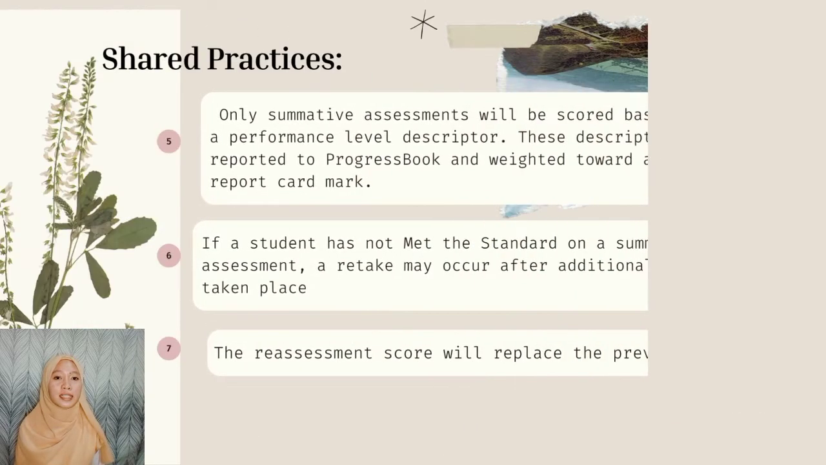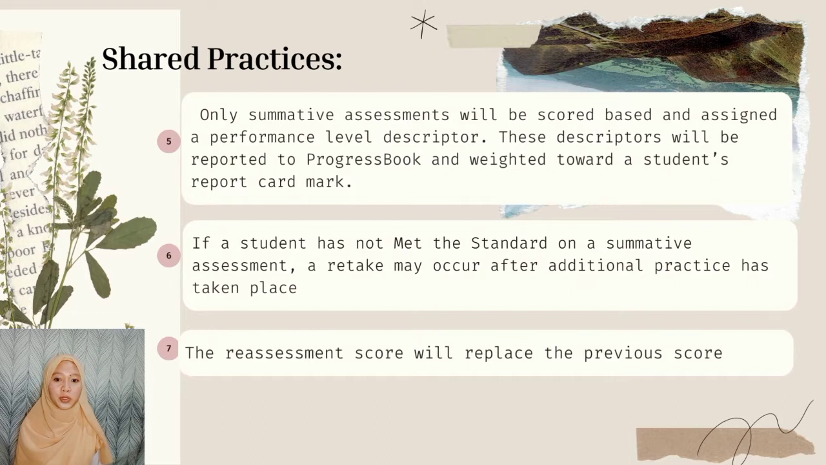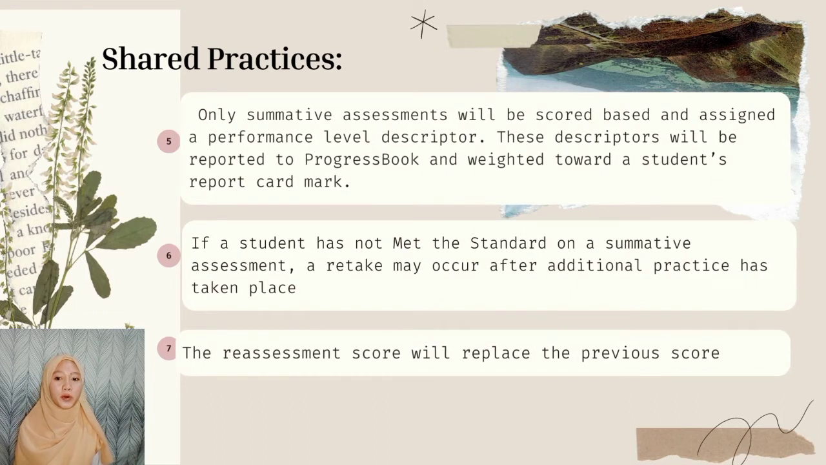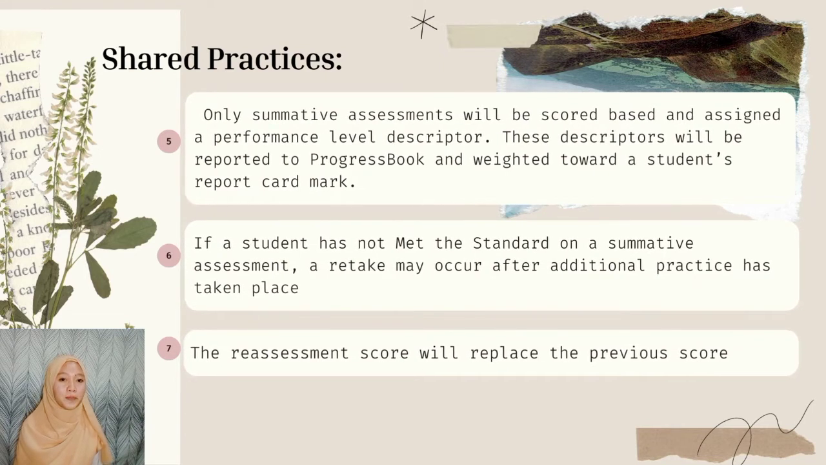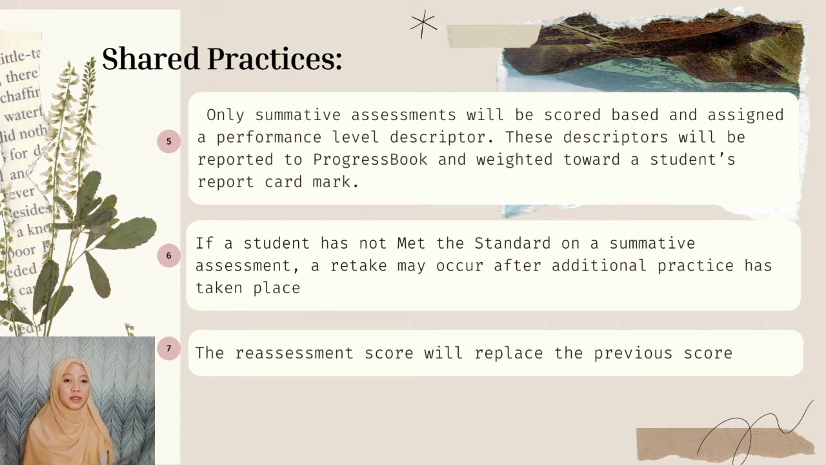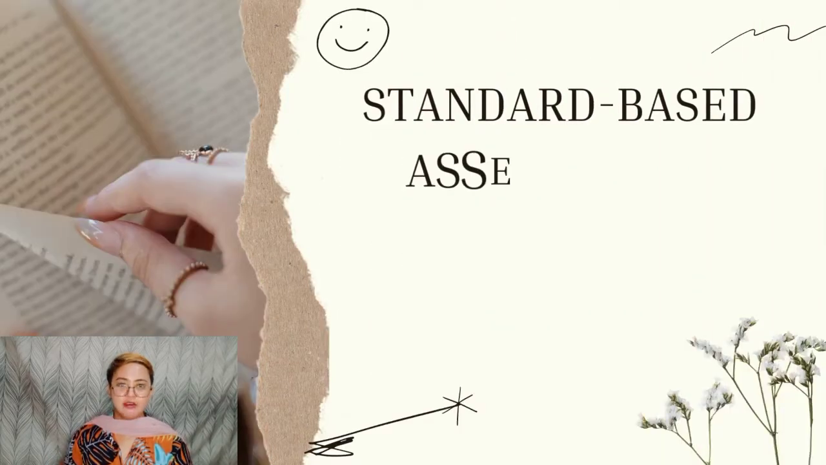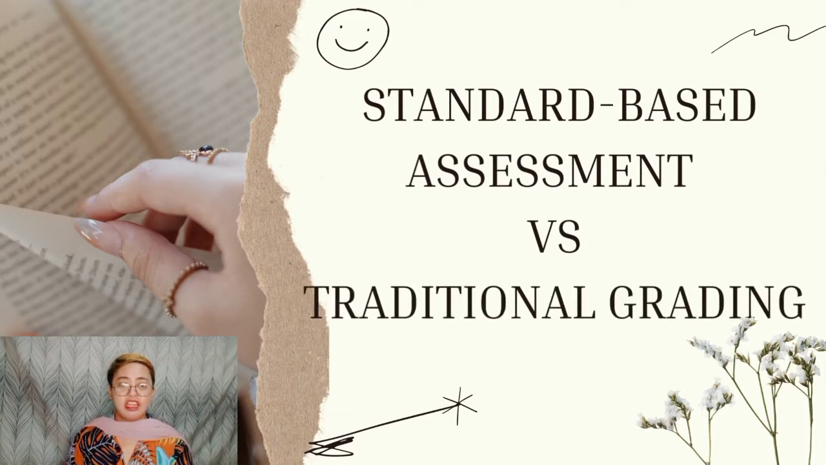Fifth, only summative assessments will be scored and assigned a performance level descriptor. These descriptors will be reported to the progress book and weighed toward a student's report card mark. Sixth, if a student has not met the standard on a summative assessment, a retake may occur after additional practice has taken place. Lastly, the reassessment score will replace the previous score. Now we are going to find out the distinction of standard-based assessment and traditional grading.